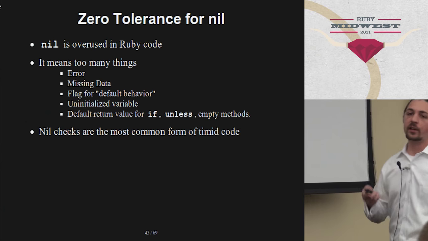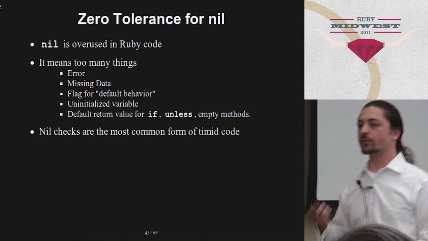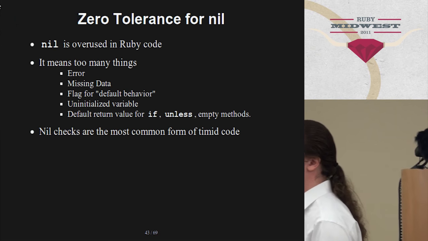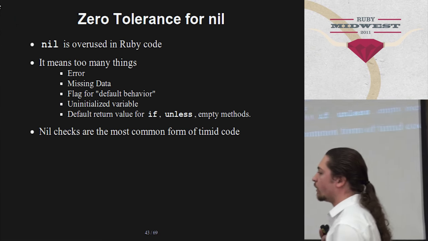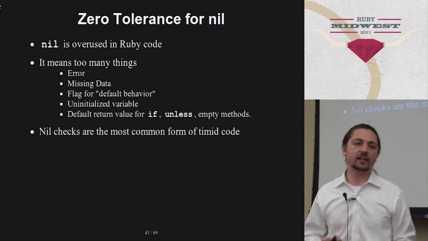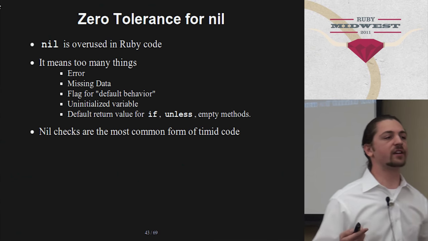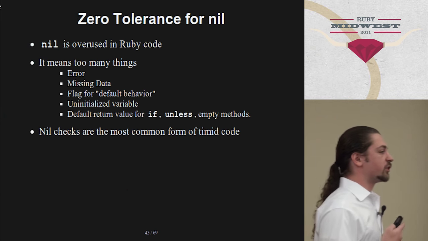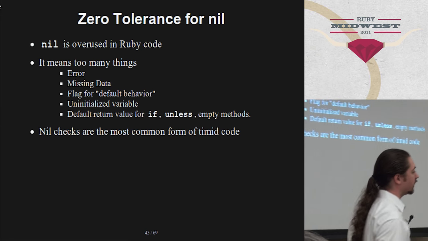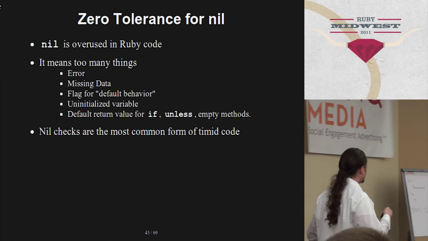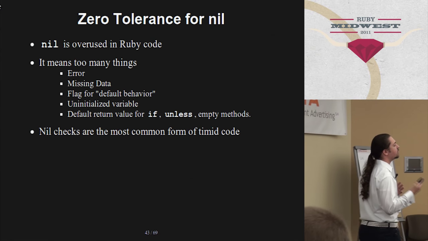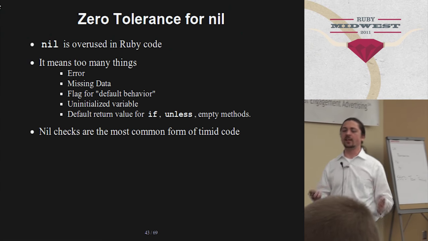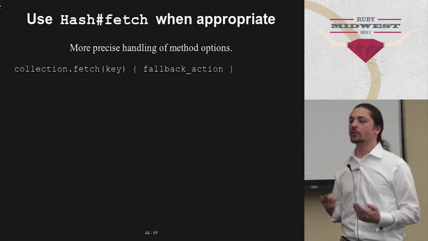You might have noticed a trend at this point, going through a lot of strategies to get rid of nils. And I really think nil is kind of overused in Ruby code. It represents so many things. It can mean there was an error. It can mean that there's just missing data. It can be a flag for default behavior. It's the default value for uninitialized instance variables. It's even the default return value for things like ifs and unlesses if you hit the unhandled case. As a result, I find that nil checks are the most common form of timid code. So I try to eliminate nils wherever I can find them. There are a few strategies you can use to do that.